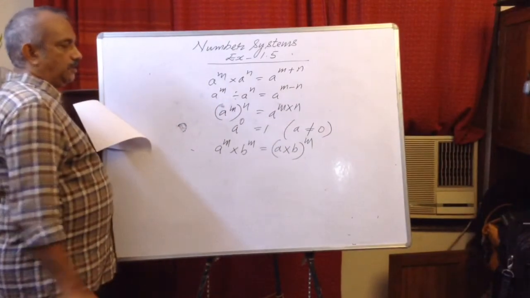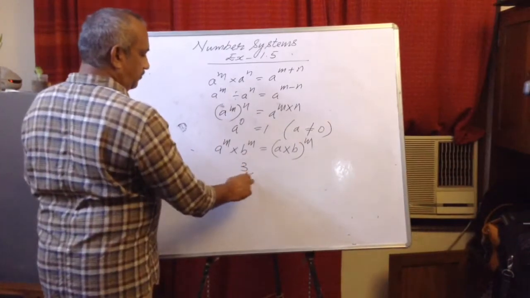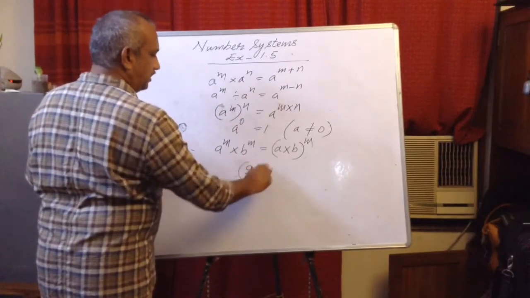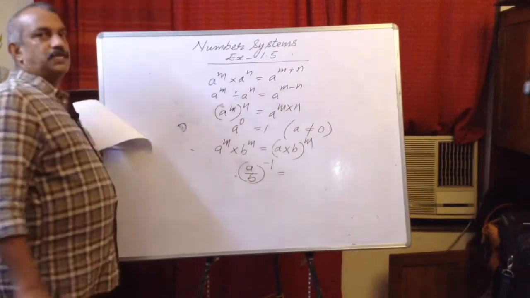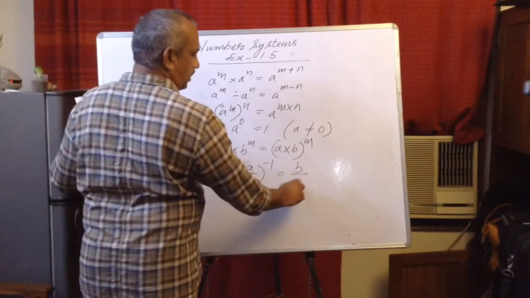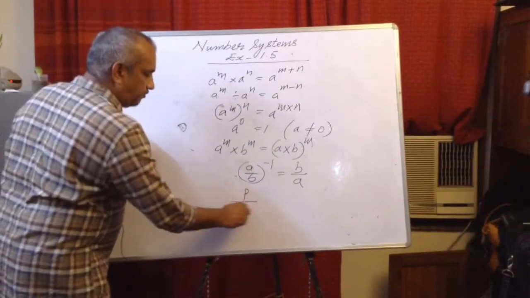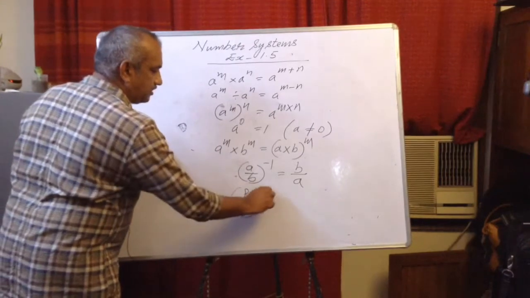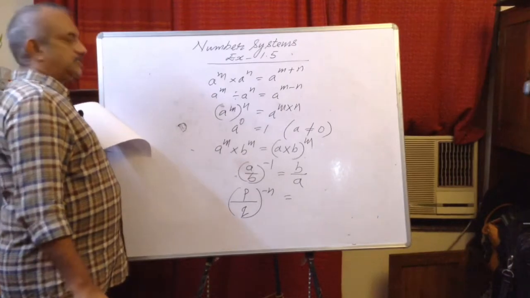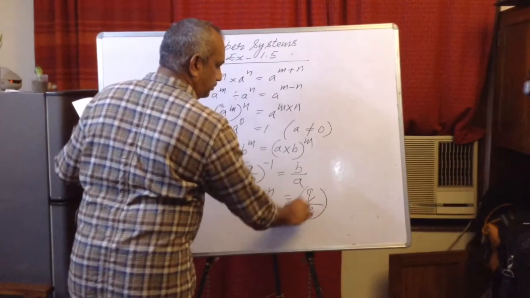Just recall. Then if the power is negative, we can say a upon b the whole raised to minus 1. We can change the negative sign of the power by taking reciprocal. So b upon a the whole raised to 1 or just b upon a. Same only, say p upon q the whole raised to minus n. If the power is negative, then take reciprocal of p upon q, q upon p the whole raised to n.